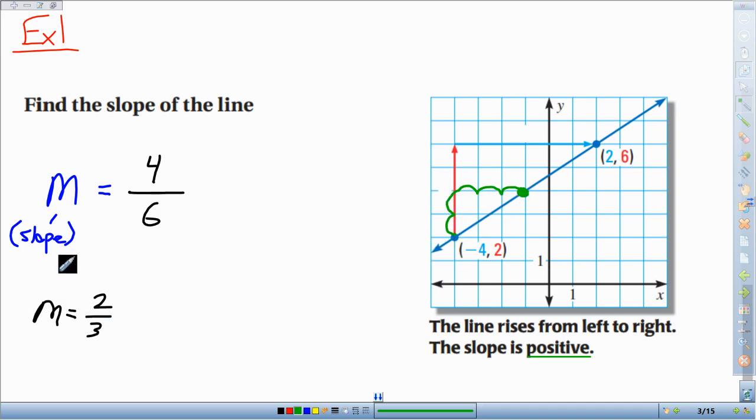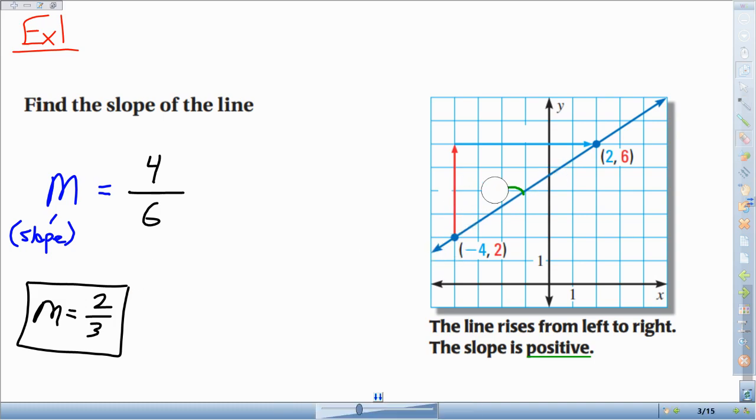Okay, so we will normally reduce our slopes, but just know whether you reduce it or not, you're still getting a point that lands on the line, and that's really what it's all about. Okay, so that's our slope. That's what they're asking for. Let me point out a couple more things. Say instead of starting at this point, say we started at this point.